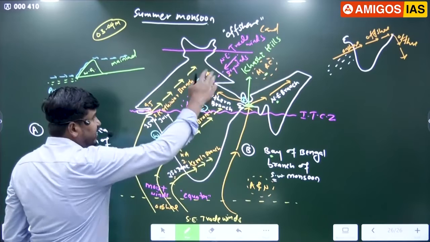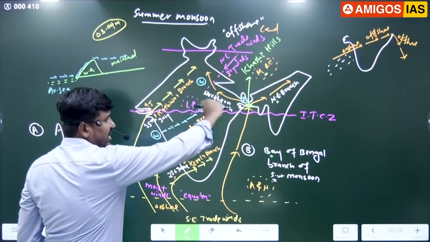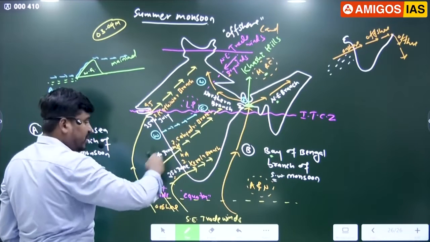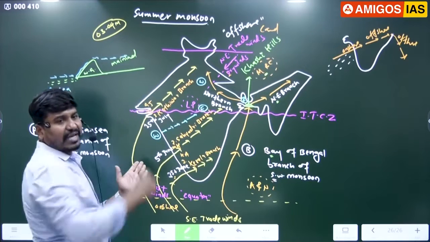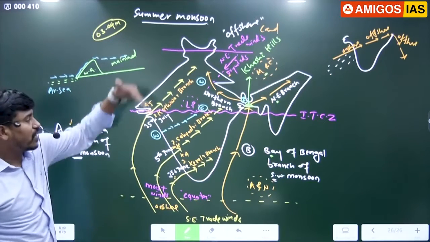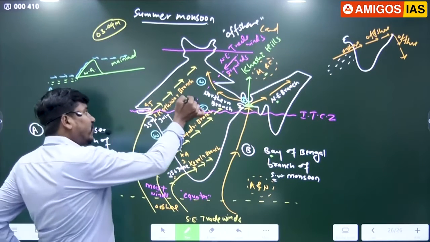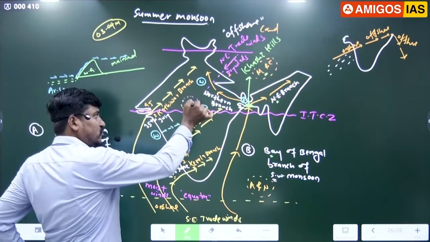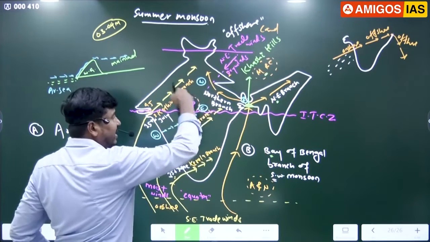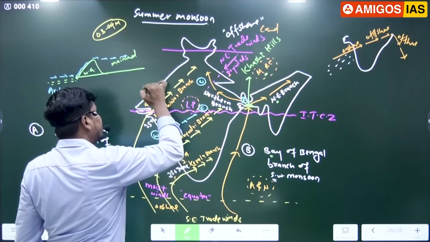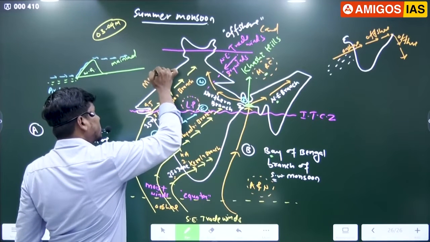These moist winds and the dry winds join at the Gangetic Plain region, and during this journey, they cause rainfall in all these areas. While moving towards the ITCZ, they cause the rainfall in all the places. And when a strong low pressure exists over the Indian landmass, and these dry winds and moist winds join at the Gangetic Plain, that condition is known as monsoon trough.